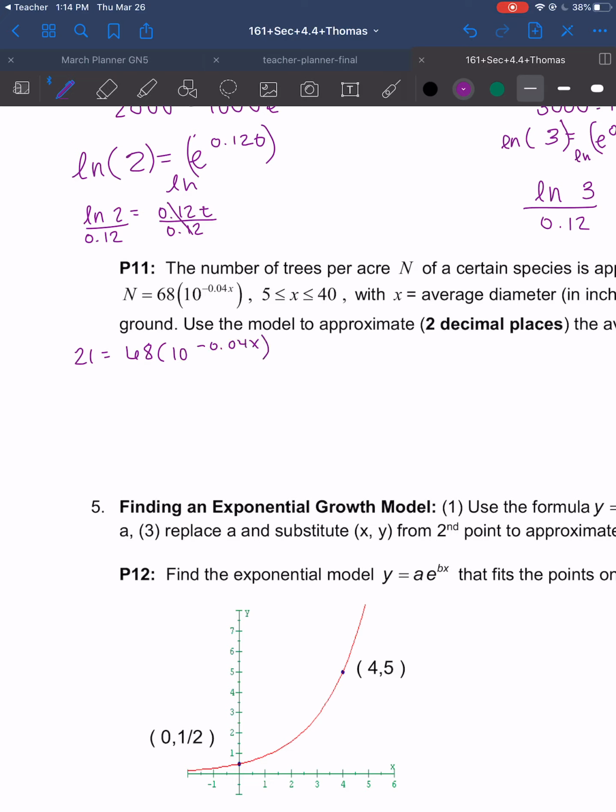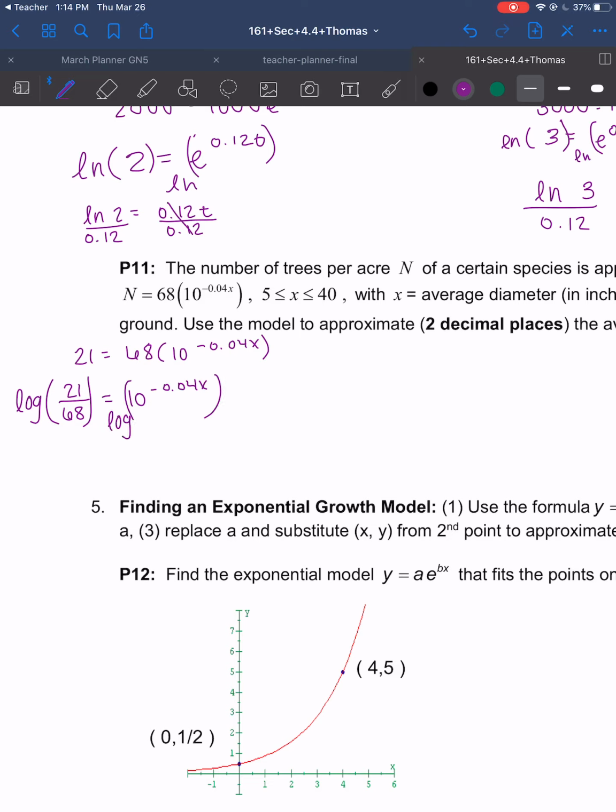So there's my function. I'm going to divide by 68, so I have 21 over 68. I would not round at this point, because if you round at this point, you probably will get some of the decimal places off. So I'm just going to keep it as a fraction. And then log is base 10 and e is base e, so I can take the log of both sides, because it'll get rid of that 10.